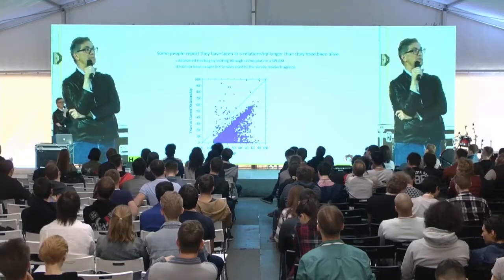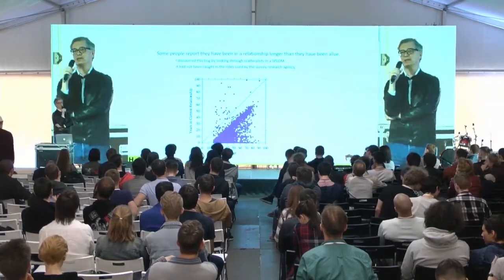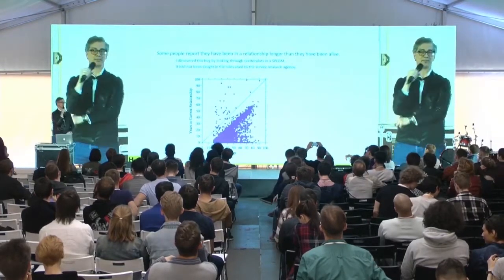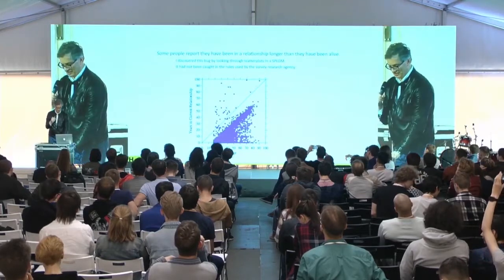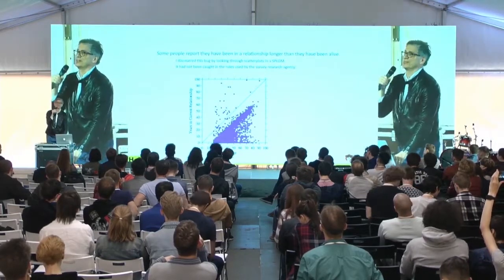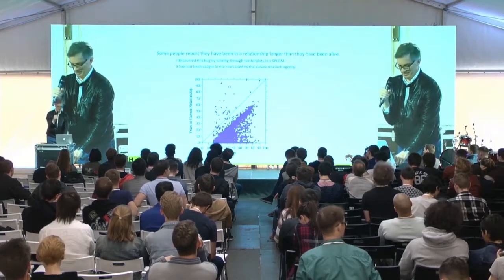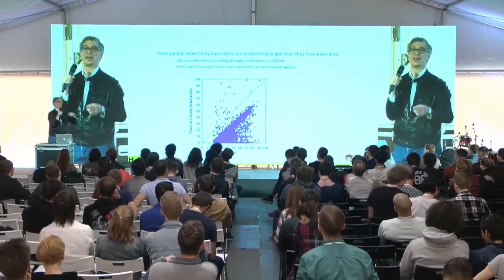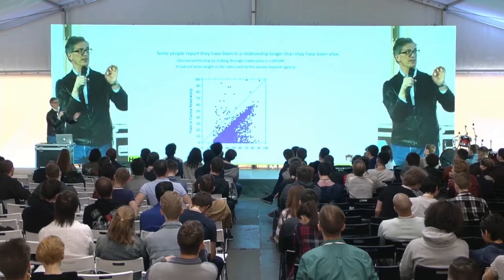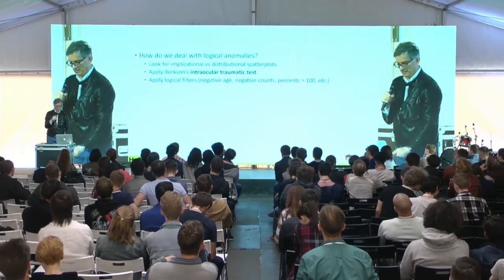Look at everything above the diagonal. Those are people who report that they've been in their present relationship longer than they've been alive. And actually, maybe there's a possibility there if you allow for transcendental types of theologies. I don't know. But it looks to me like a coding error, a reporting error that should have been caught in the coding, and those values should be set to missing.